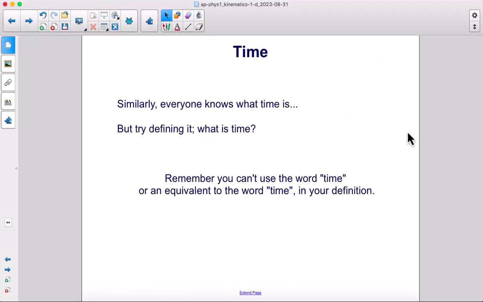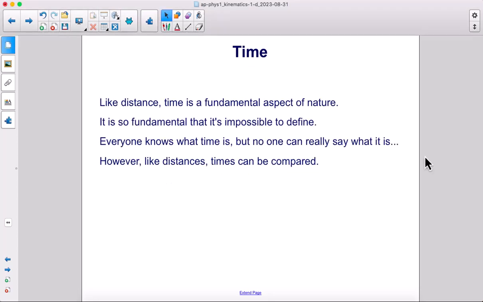Similarly, everyone knows what time is, but try defining it. What is time? And remember, you can't use the word time or an equivalent to the word time in your definition. Like distance, time is a fundamental aspect of nature. It's so fundamental that it's impossible to define. Everyone knows what time is, but no one can really say what it is. However, like distances, times can be compared.